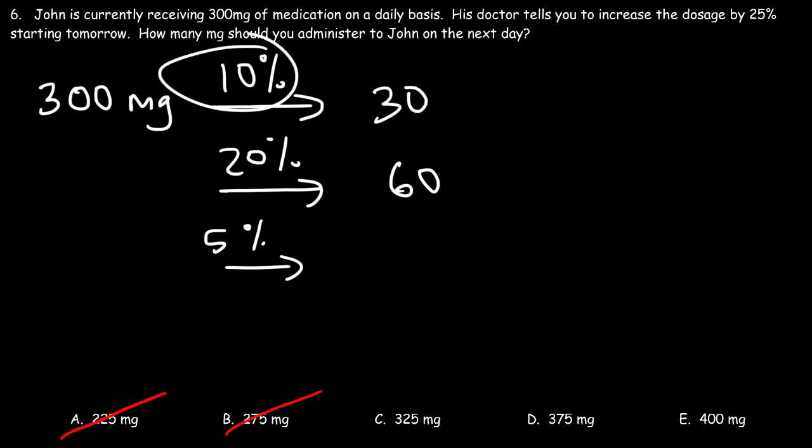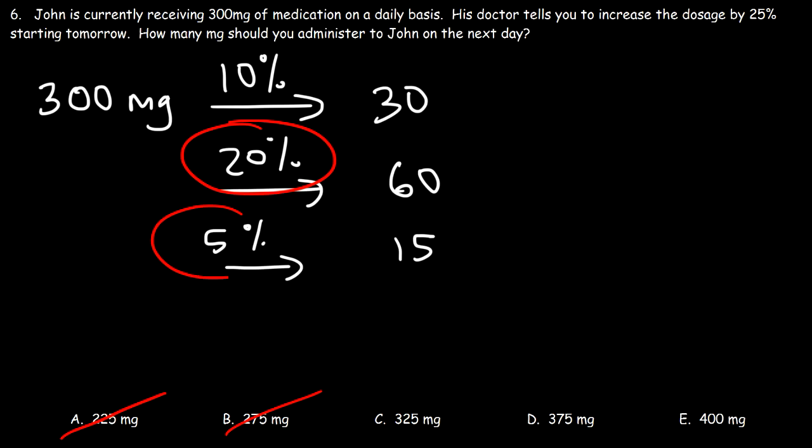5% is half of 10%. So if 10% corresponds to 30, 5% has to be half of 30, which is 15. Now 25% is basically 20% plus 5%. So that's going to be 60 plus 15, which is 75.